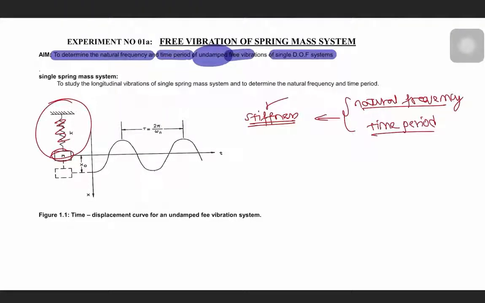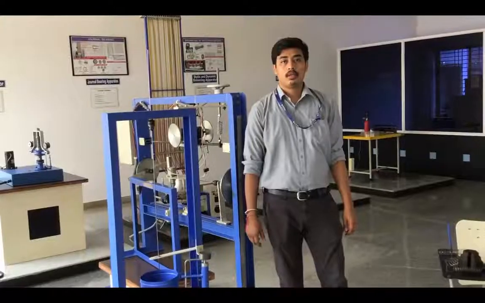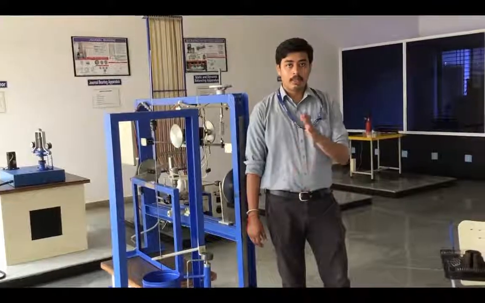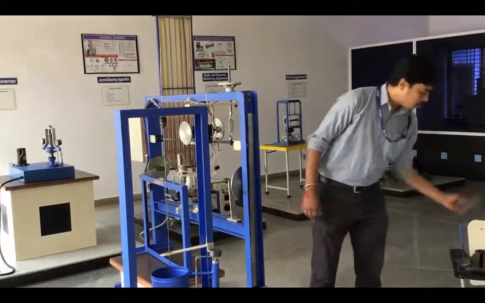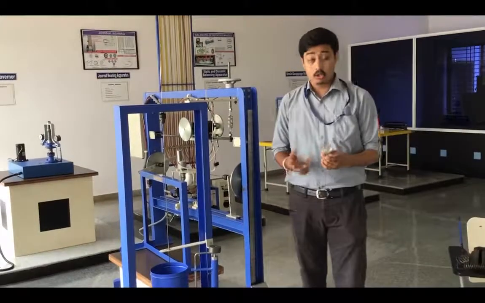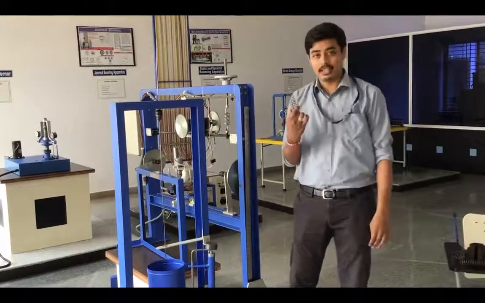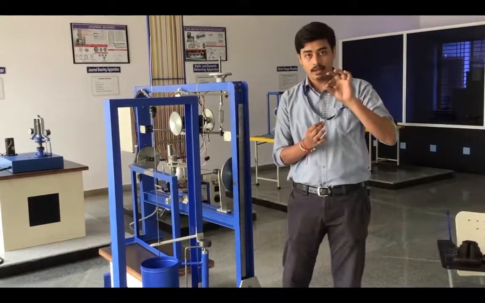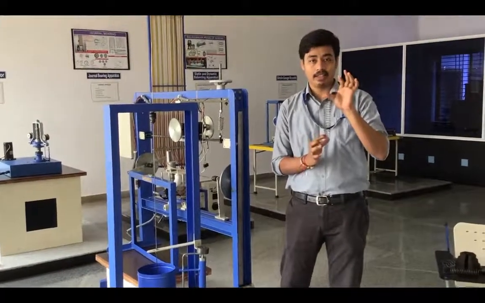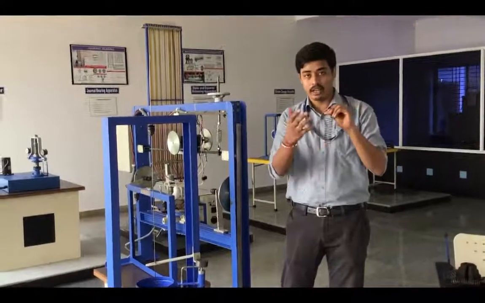We shall see an experimental setup now. Now we will look at the experimental setup of a free vibration system. The experimental system is not so complex. It just contains a spring like this, where you have to fix this spring at one end and add the weight at the other end so that it extends and you can take your readings.